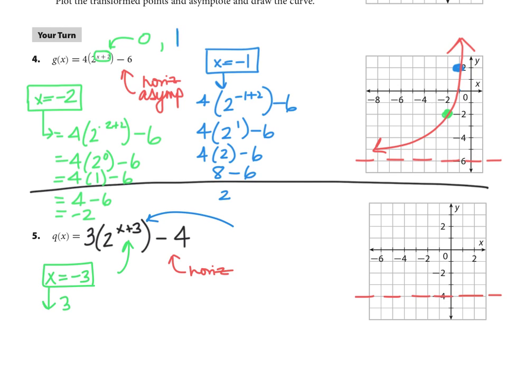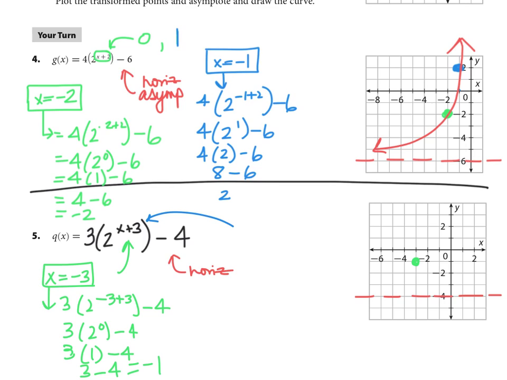That gives me 3 times 2 to the 0. All right, that's the whole number 1, so 3 times 1 minus 4 is just 3 minus 4, which is -1. So at -3, I'm going to plot the point -1.